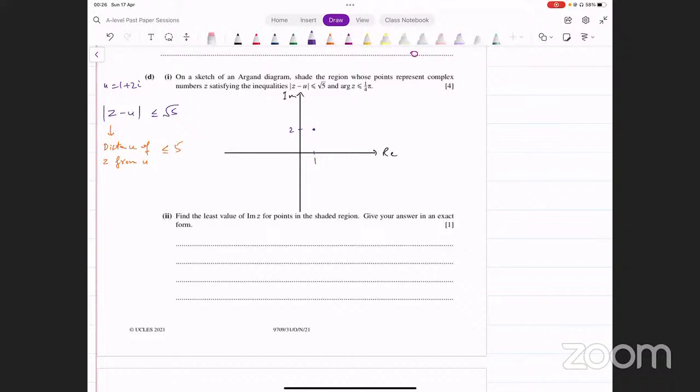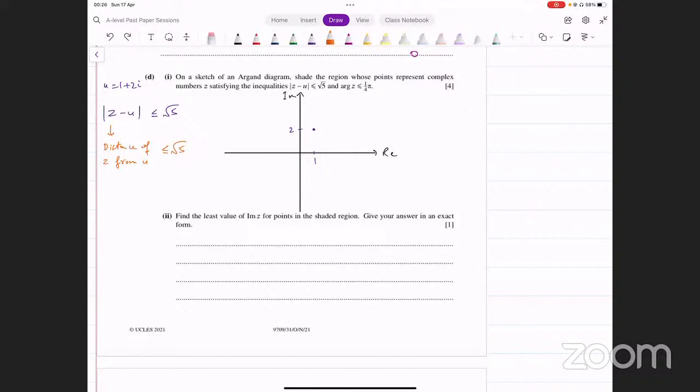अब उसने क्या कहा है? Distance of z from u should be less than or equal to square root of 5. Square root of 5 से कम distance होना चाहिए. अब इसमें क्या बनता है? Distance from a point. इसके लिए हम क्या बनाते हैं? The locus here is going to be a circle. ठीक है? Circle कितने radius का? Square root of 5 radius का.